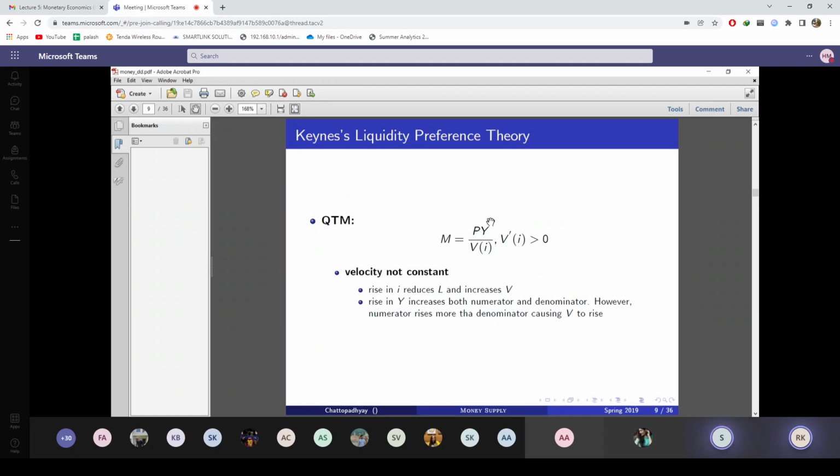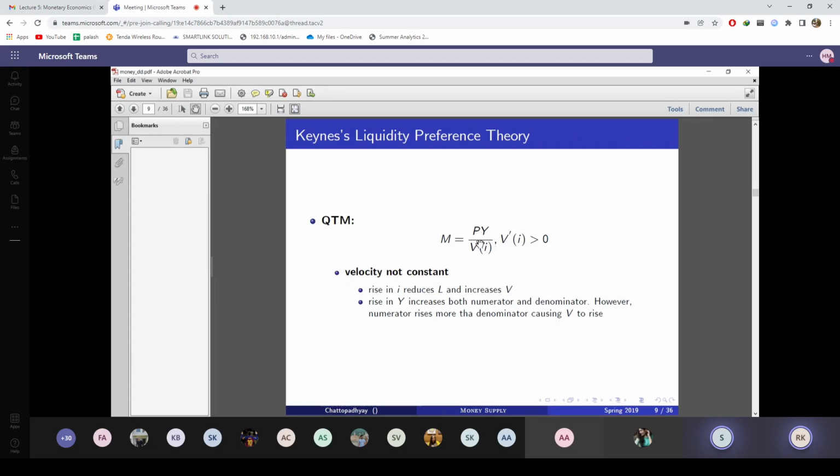M equals Py divided by V. When V is constant, it is the classical quantity theory of money. V is constant, supported by the data in the long run. In the short run, the data says there are huge fluctuations. I cannot assume velocity is constant in the short run. I have to introduce some fluctuations in the velocity. How did Keynes introduce short-run fluctuation in the velocity? By simply assuming velocity is a positive function of the nominal interest rate, V prime I positive.